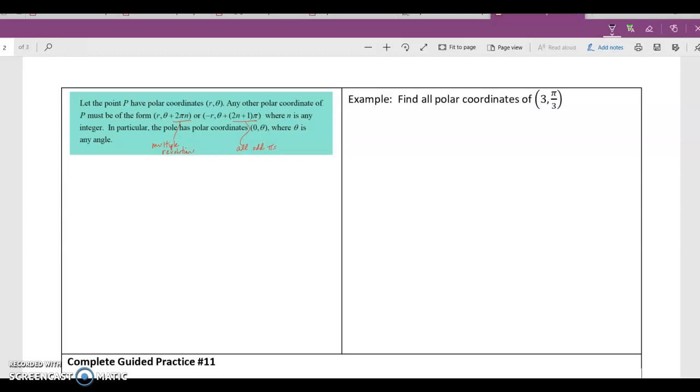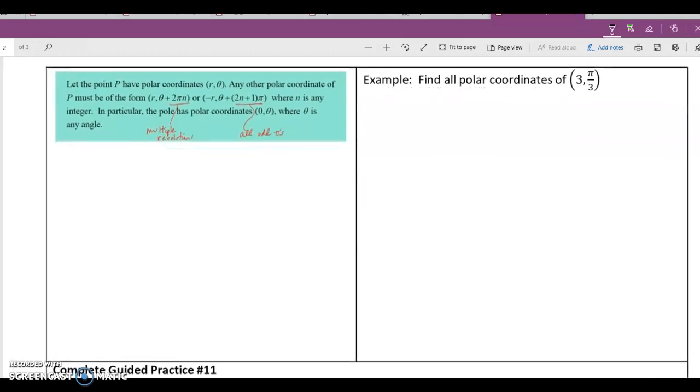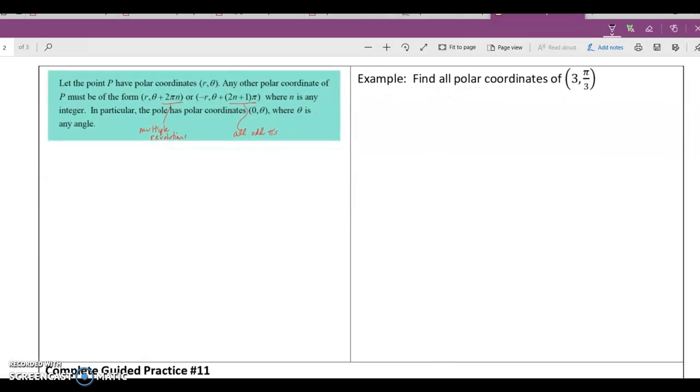Welcome back for part 2 of our lecture. Now we're going to be talking about different ways that we can name the same polar coordinate. So we talked a lot about coterminal angles when we were going over the unit circle, and that's where this is really going to come back.